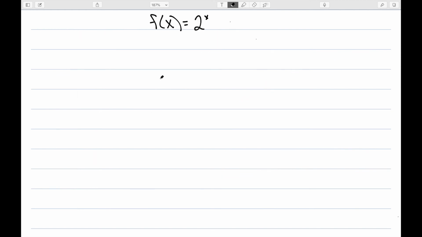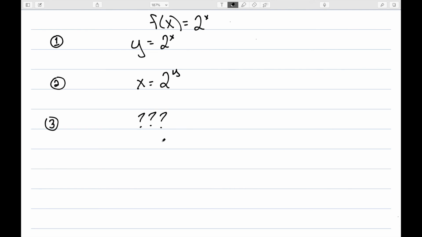Let's see if we can actually find the inverse of this. The first step to finding the inverse was to change the f of x to a y. The second step is to switch the x's and y's, so now I have x equal to 2 to the y. The third step is to solve for y, which we probably don't know how to do at this point. We haven't discussed how to deal with variables in the exponent, so we don't know how to do this, and this causes a problem.